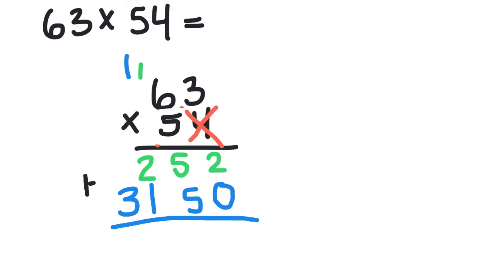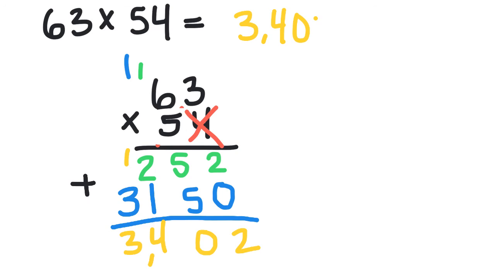And now I need to add my two steps together. Starting in the ones place, 2 plus 0 is 2. 5 plus 5 is 10, so I can carry that 1. 2 plus 1 is 4. 3 plus nothing is 3. Add my comma. 63 times 54 using the standard algorithm is 3,402. I hope that was helpful.